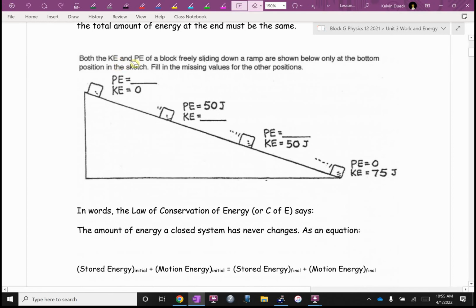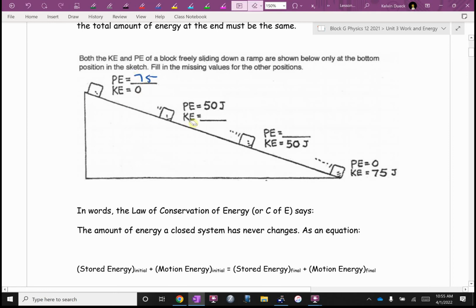Both the kinetic energy and gravitational potential energy of a block sliding down a ramp are shown below at the bottom position. At the bottom, what's the potential energy of the block as a number exactly? What's the kinetic energy of the block? What's the total energy of the block? The law of conservation of energy says that anywhere along here, the total energy must be 75. So what must the potential energy up here be?